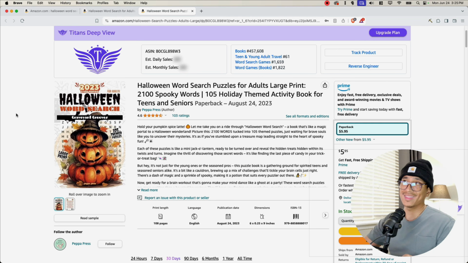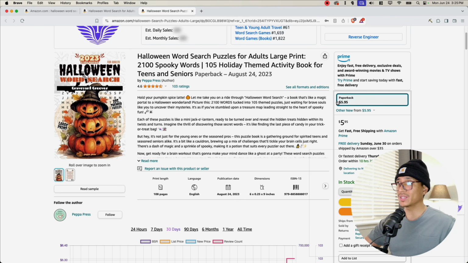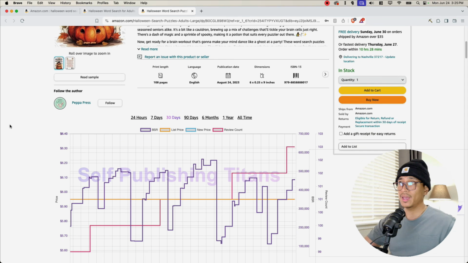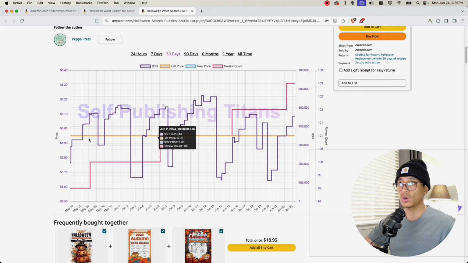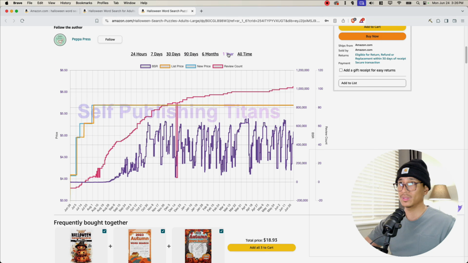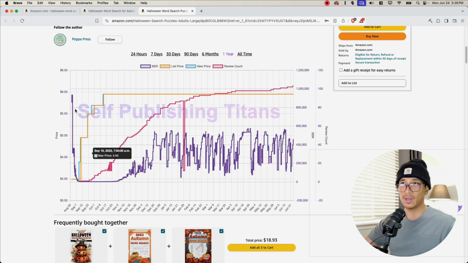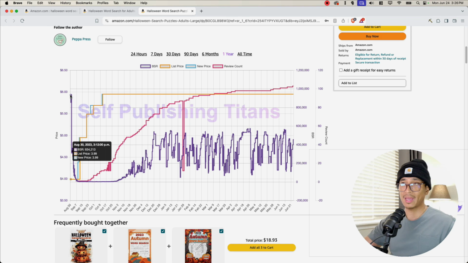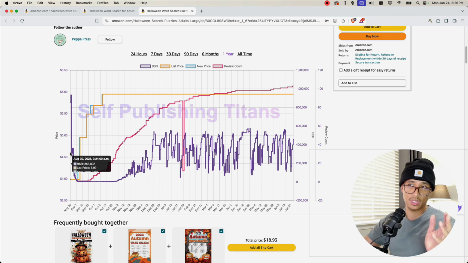If we take a look at this book right here, this is ranking in at 457,000 right now. It has a lot of ratings, which is really good. Priced at $5.95. And let's go ahead and look at the historical BSR. So you can see it does sell every couple days. But if we go back 90 days, 6 months, just zoom out to a year, we can see this is all time, that when it was first published back in August of last year, it just started to sell because it was just in the right timing.